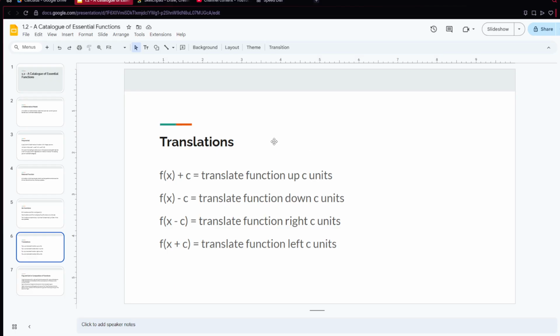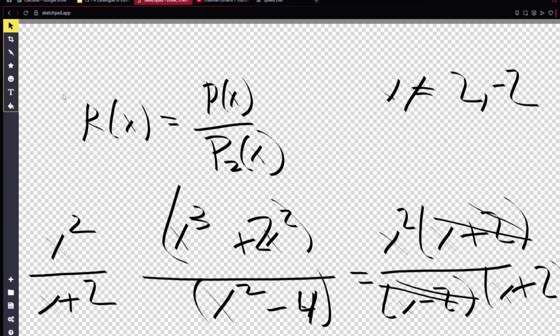F of x plus c means you translate the function up c units because you're adding something to the output, which will just change the output up because the y-axis is the output line. Same thing for c. But here we have a little switcheroo, and it's translate the function right c units if you subtract c inside. Interesting, right? And here we'll explain the logic behind that. And it's typically when it's in parentheses also.